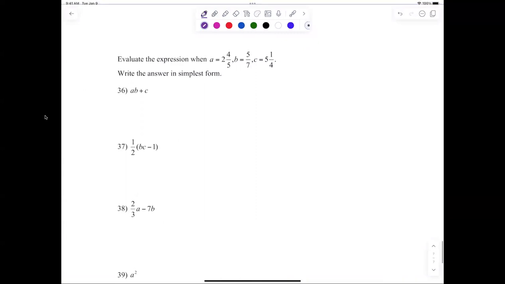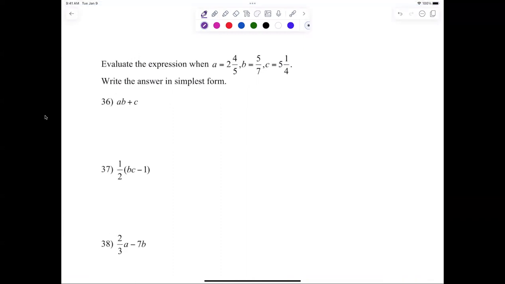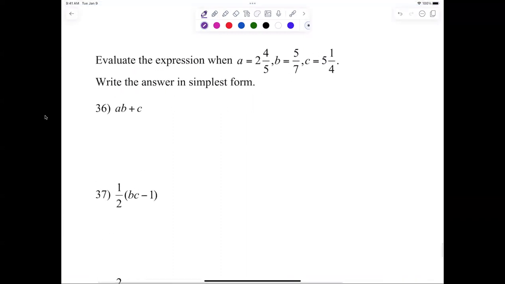Okay. All right, wait a minute. Okay, let's go down to number 36 for a second. Now, does everybody agree? 36 means A times B plus C. I want to make sure everybody can do that on the calculator right now. A times B plus C. Everybody type that in on your calculator. Let's go. 36.